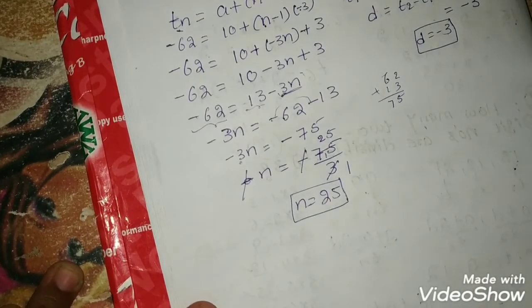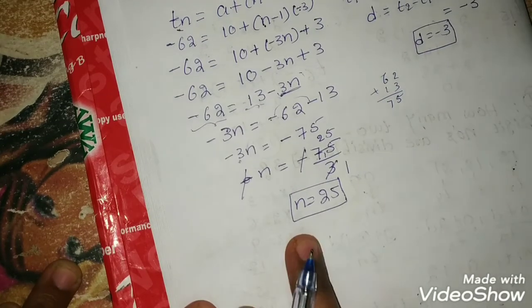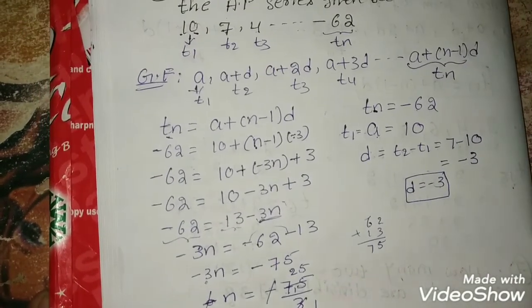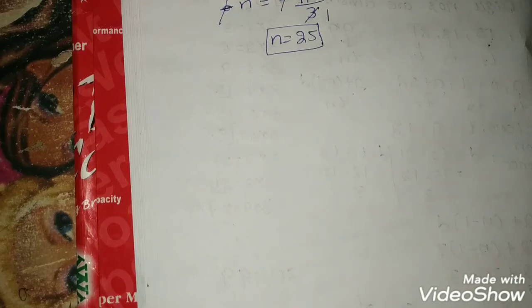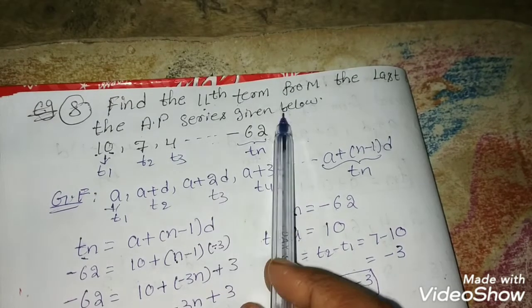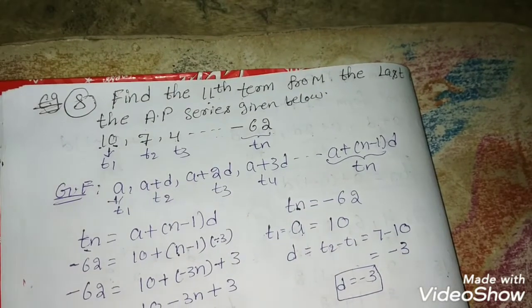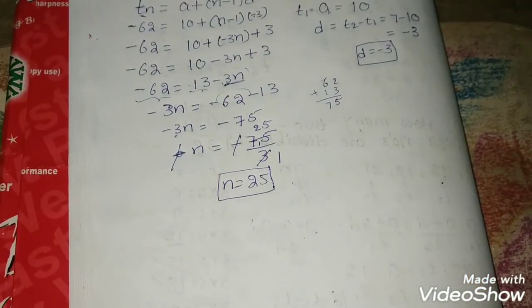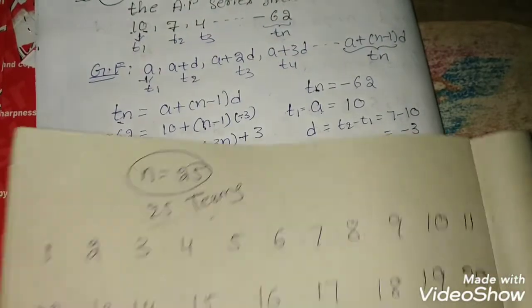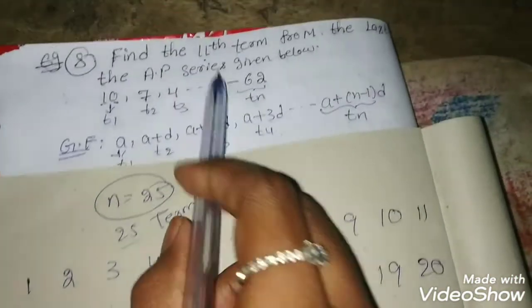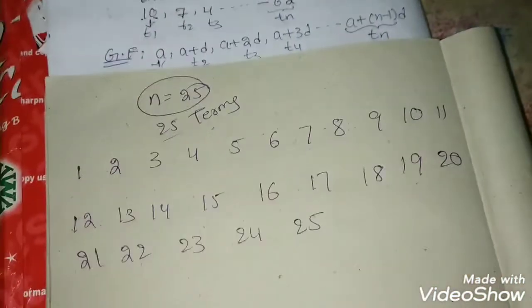So what is the next process here? See, we have 25 terms. Just wait, I will show you how to find. So look here, they ask to find the 11th term from the last of the arithmetic progression. So how many terms do we have? We have 25 terms, which we proved here. So what they ask is the 11th term from the last of the arithmetic progression.